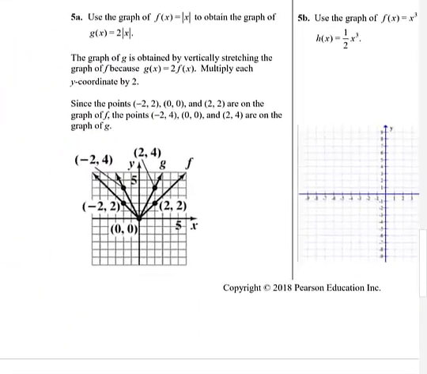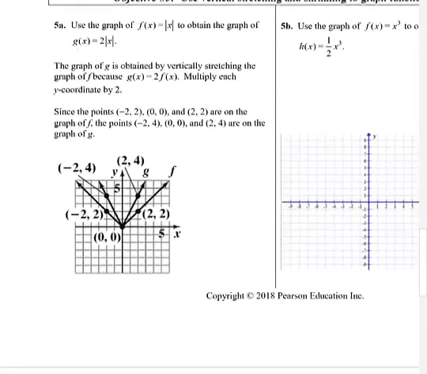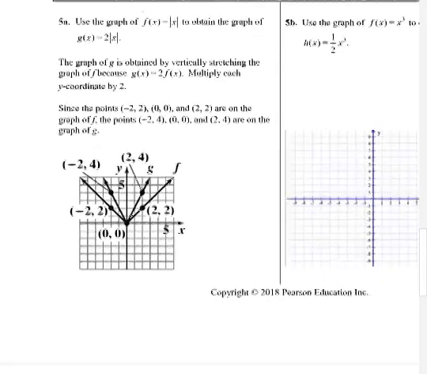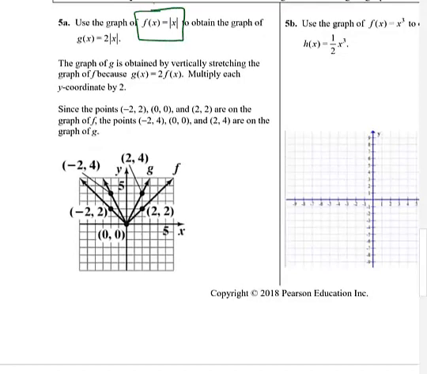Alright, then one of the last objectives we have is they want us to use the graph of absolute value. So we have that guy memorized. They have already graphed it here, down here in the green. That's the graph of absolute value of x. Alright, now they're introducing something new.